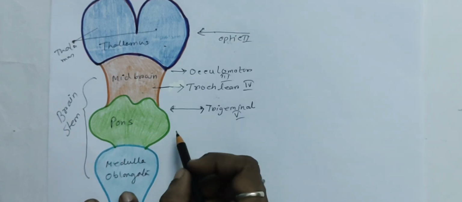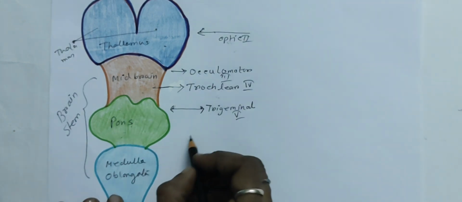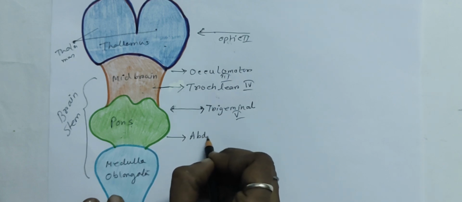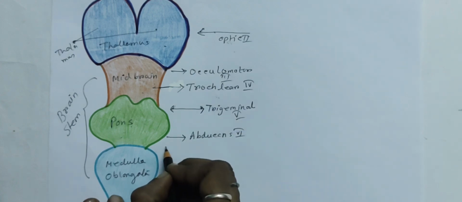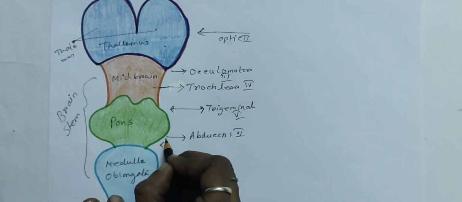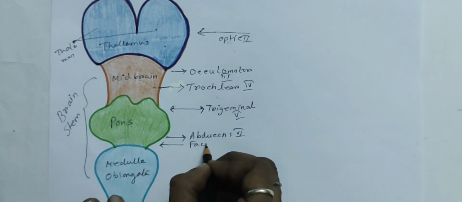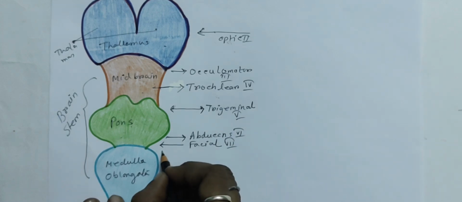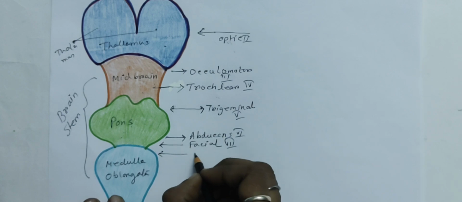Next, at the junction of the pons and medulla, at the junction there are 3 nerves. First, abducens, it is number 6, a motor nerve. Then there is a sensory nerve, facial, and the next, that is vestibulocochlear.